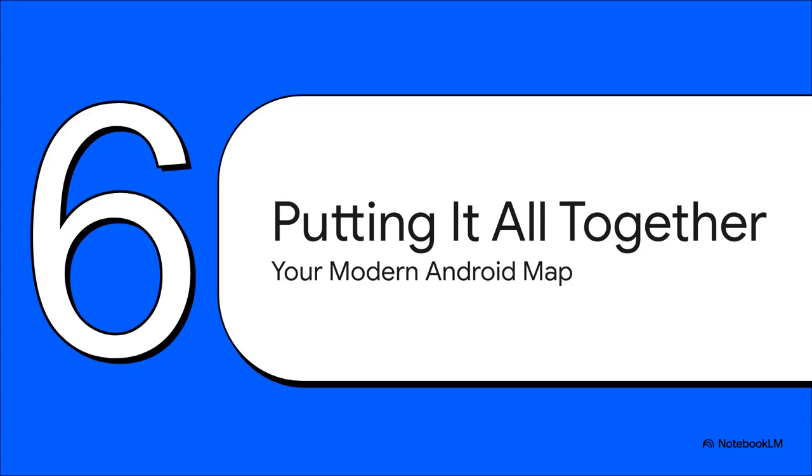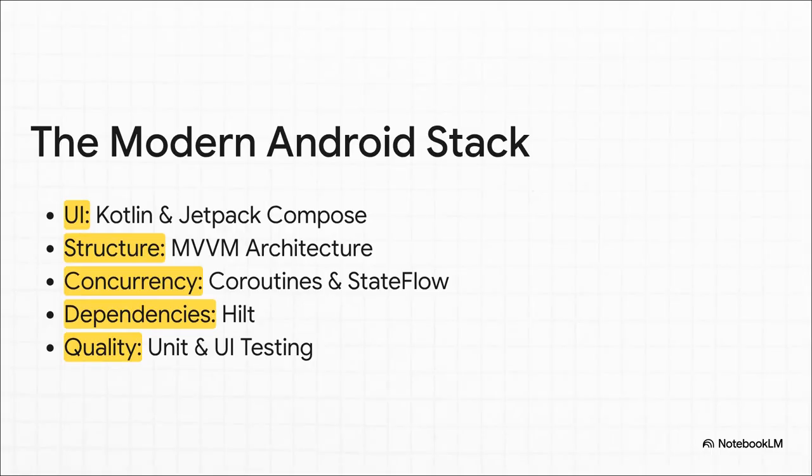We've covered the whole journey, from the language you write in and the UI you build, all the way to making sure it's all rock solid with testing. So let's step back and put it all together. Let's look at our complete map. And here it is. This right here, this is your map to modern Android development. When you sit down to start a new project, this is the stack you should reach for. UI, Kotlin and Jetpack Compose. Structure, MVVM. Concurrency, coroutines and StateFlow. Dependencies, Hilt. And quality, unit and UI tests.